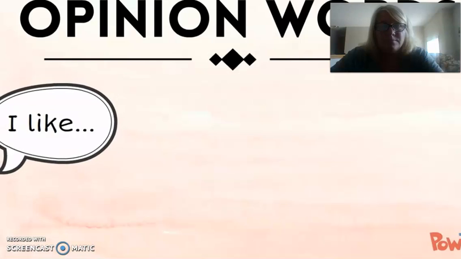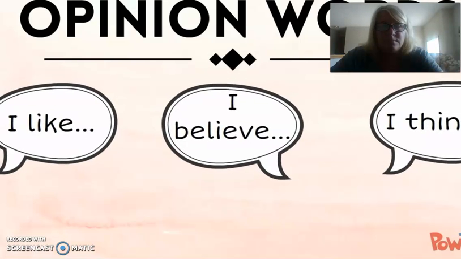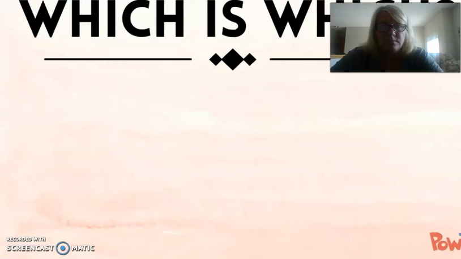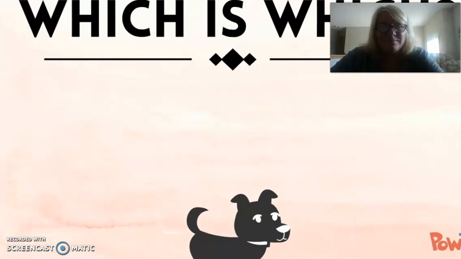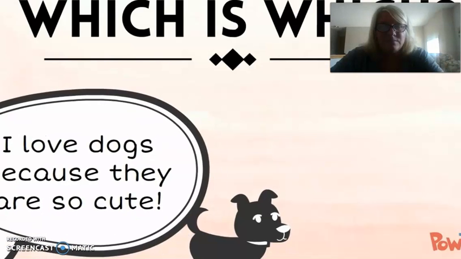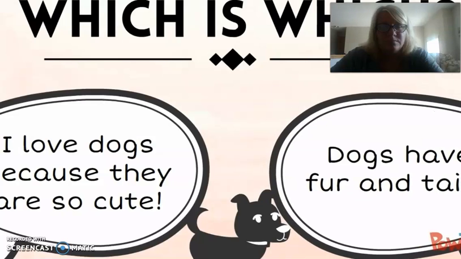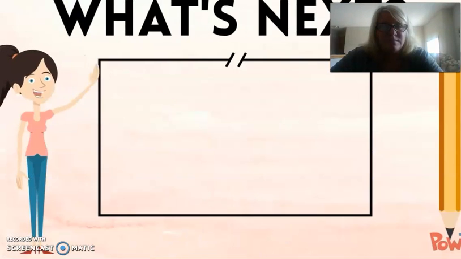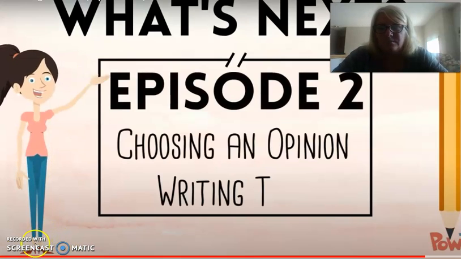Opinions may start with I like, or I believe, or I think, or you may hear other opinion words like the best or my favorite. So let's see if you can find the opinion. I love dogs because they are so cute. Or dogs have fur and tails. Which one is an opinion? Did you say this one? If so, you're right. It tells someone's feelings about dogs, not just facts. If you're ready to start brainstorming your own opinions, check out Episode 2, Choosing an Opinion Writing Topic.